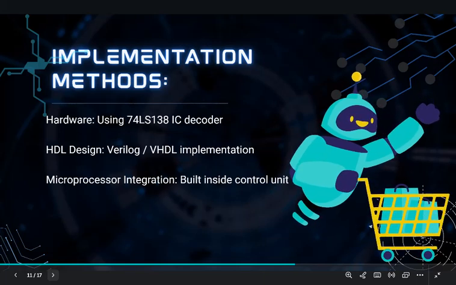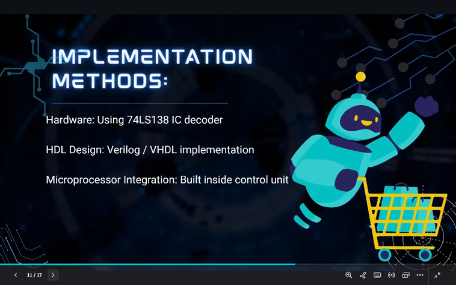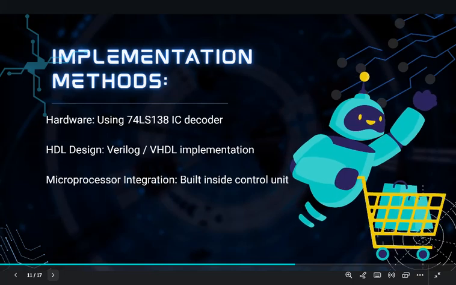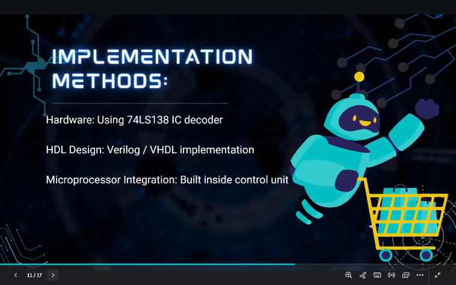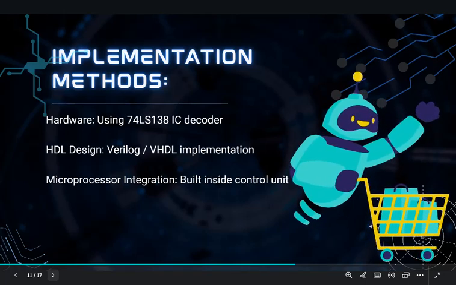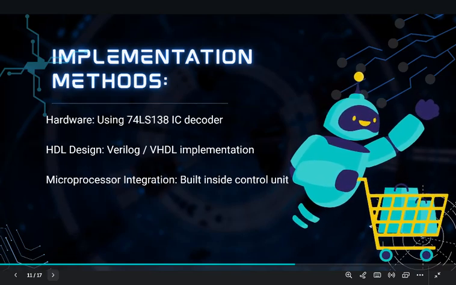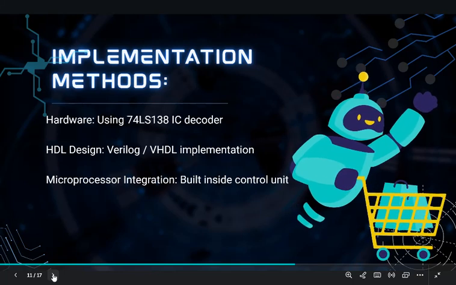HDL design: using hardware description languages like Verilog or VHDL, which allow simulation and testing on FPGA or ASIC platforms. Microprocessor integration: where the decoder is built directly into the CPU's control unit for compactness and high performance. Each method has its own advantages, but the goal is always the same: efficient decoding of instructions for smoother operation.